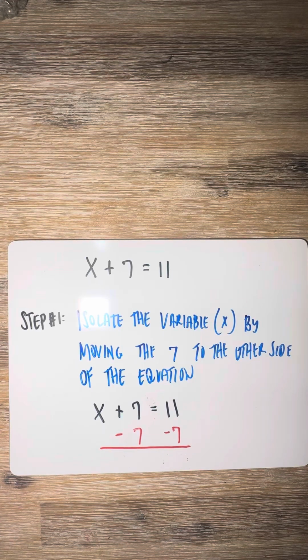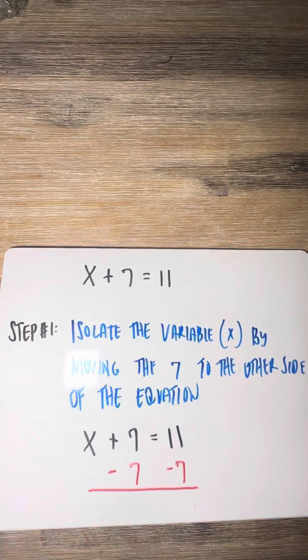So if you remember, it's x plus 7 equals 11. In order for us to move the 7 to the other side, we must go opposite of what the 7 is doing to the x. The 7 is adding to the x. So once we try to move it to the other side of the equation, we're supposed to subtract 7 on both sides. Remember, it's plus 7, so the opposite is minus 7 on both sides.